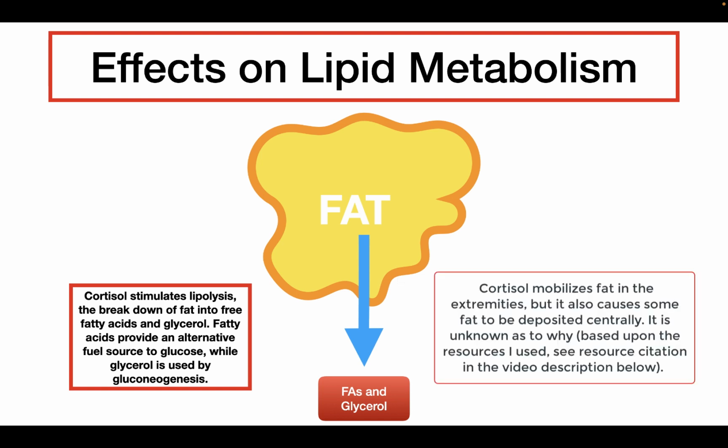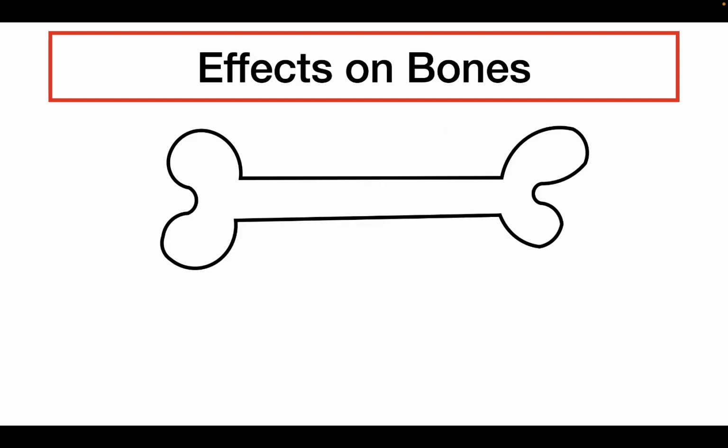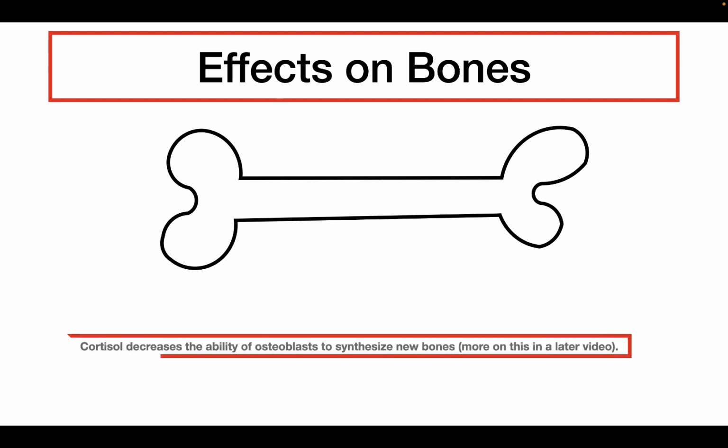Now it's important to realize that for an unknown reason, fat is going to be mobilized from the extremities, but deposited centrally. So in other words, cortisol causes fat to be lost in the extremities, but it causes fat to be deposited centrally. So the last effect that we're going to look at today is the effect of cortisol on bones. So cortisol is actually going to decrease the ability of osteoblasts to synthesize new bones. And we're going to talk about this later in another video.